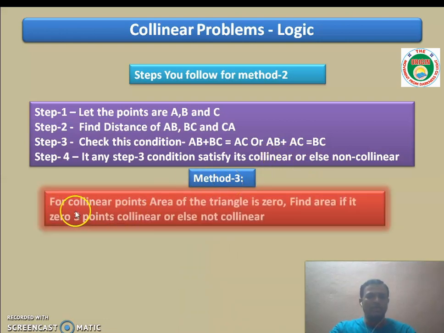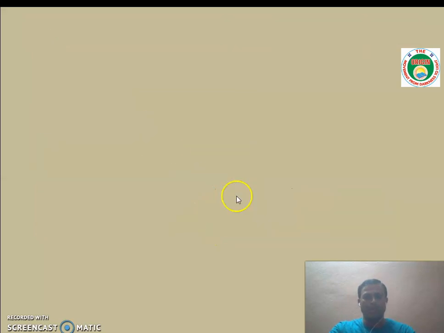Next, method 3. For collinear points, the area of the triangle is 0. This is a very important one. Why is the area of the triangle 0? Because only non-collinear points can form a triangle. In the next video we are going to discuss that. For collinear points, the area of the triangle is 0 because we are unable to draw a triangle for those points. This is the condition you must remember.